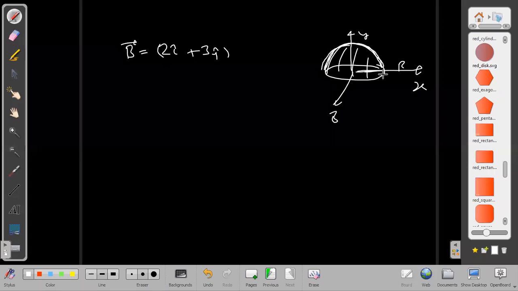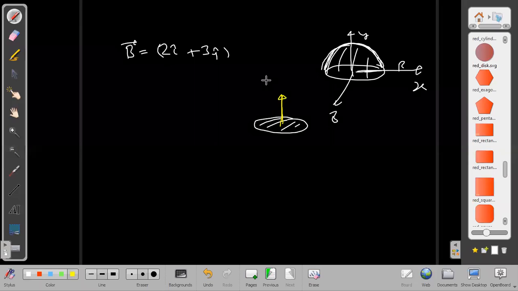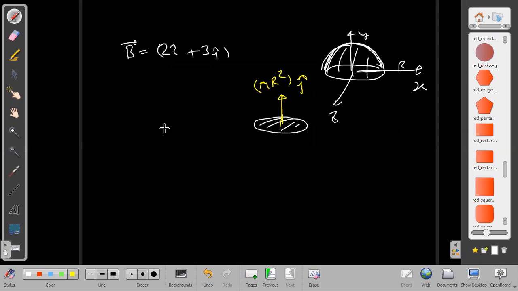How to find the flux to the curved surface? As I told you before, it will be the same as the flux through the plane surface, so we just have to find it for the plane base. On that base, what is the area vector? The area vector will come out to be pi r square, along either j cap or minus j. That doesn't matter, because area can have vectors on one side or the other side.